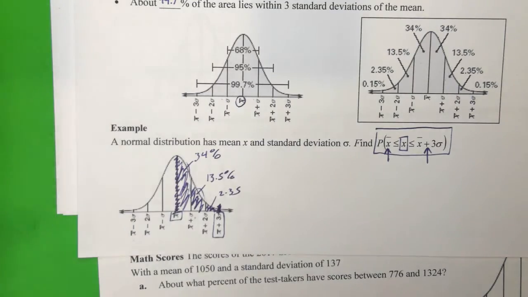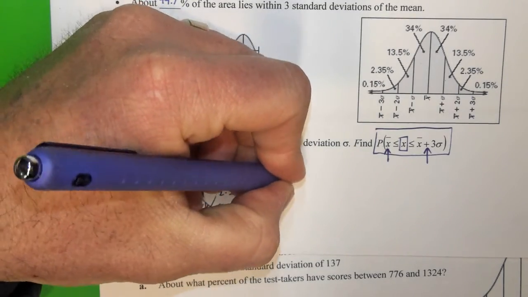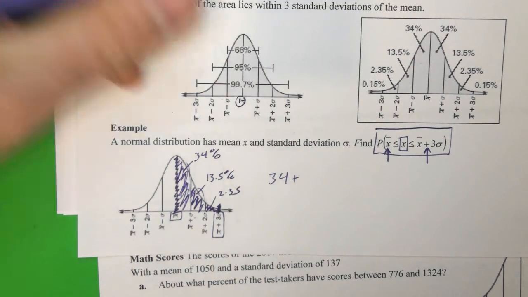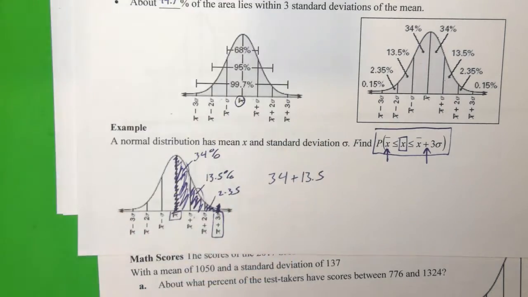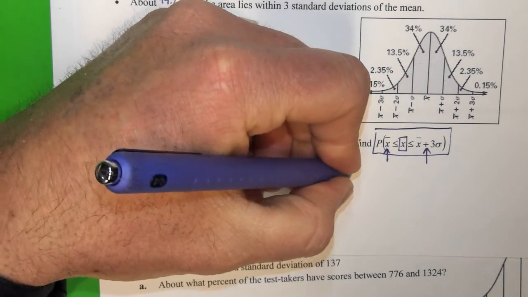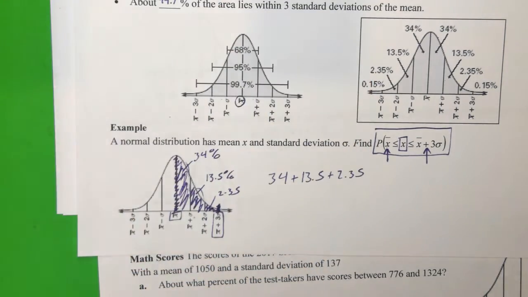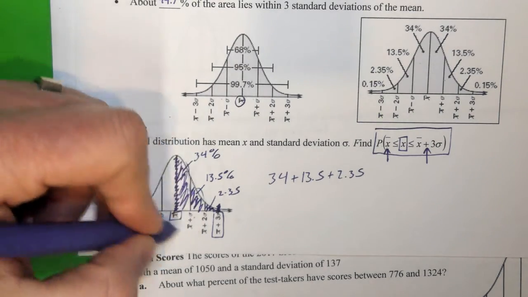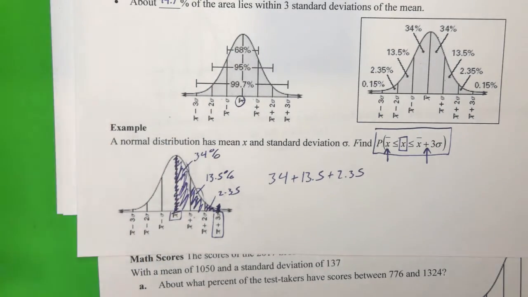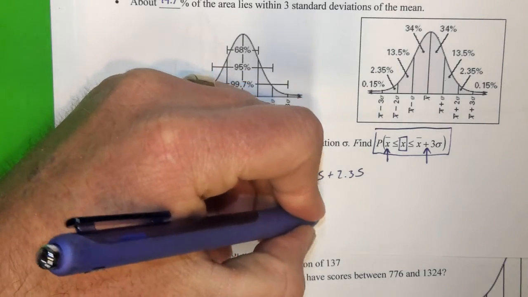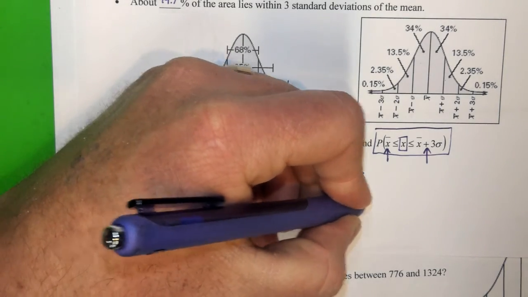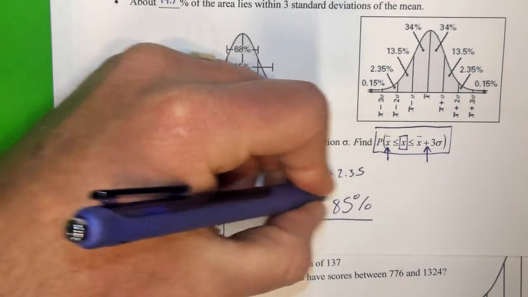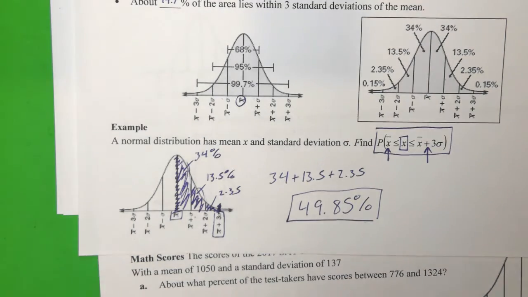Now, we shaded all three of those bars, which means we want all of them. And the way that we're going to get all of them is by adding them together. So we're going to take our 34, and we're going to add the 13.5 to it, and we're going to add the 2.35. Adding these percentages will tell you what percent of the data lives in this portion of the curve. When you add those up, you get an answer of 49.85. Please do not round in any way. Put your percent sign on there, and you're good to go.